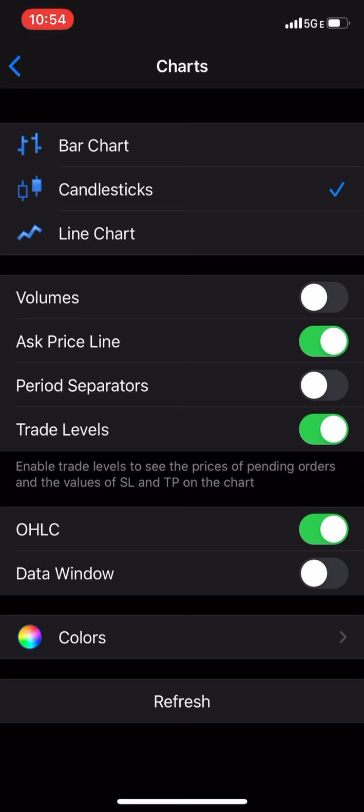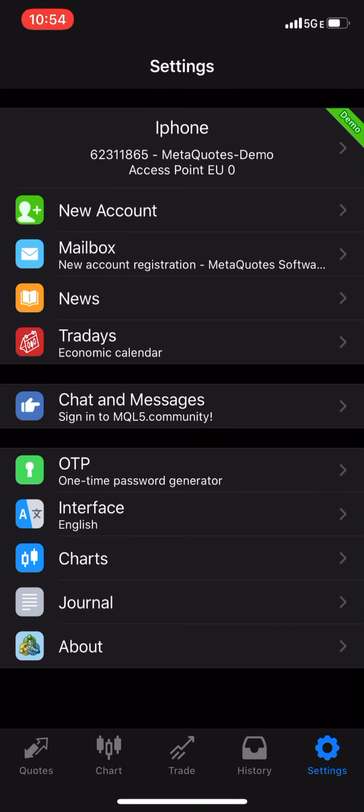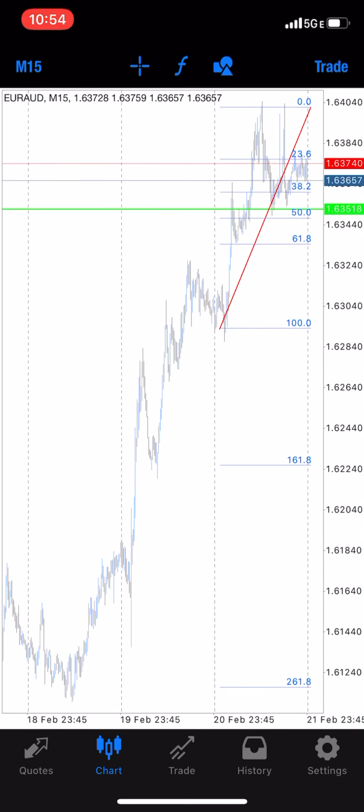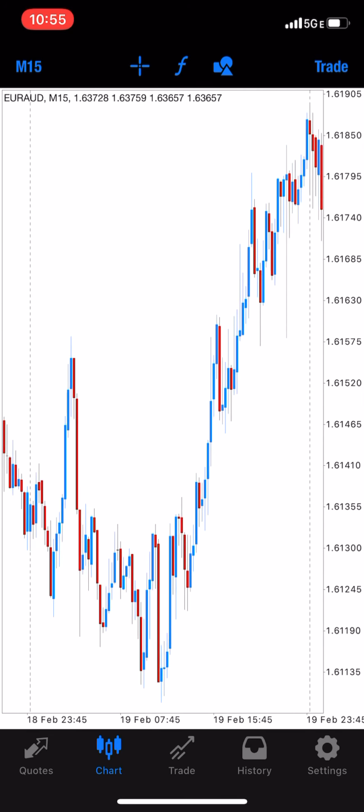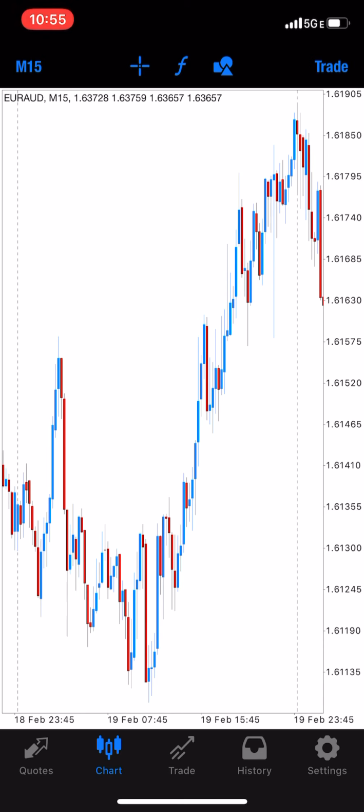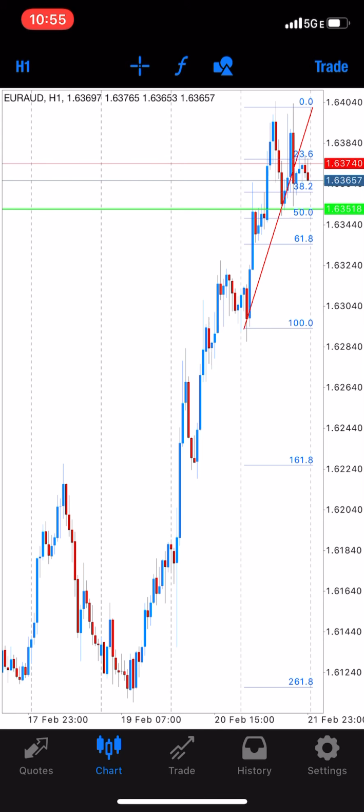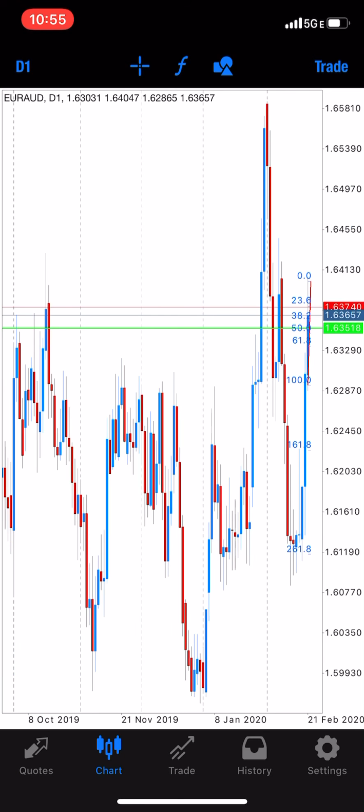Period separators essentially would show you when a day starts and when a day ends. So I'll turn that on really quickly and show you. Notice now how we have dashed lines going up and down. Everything that happened between those lines is one day. Okay, everything that happens between the lines on the hourly chart, that is one day.